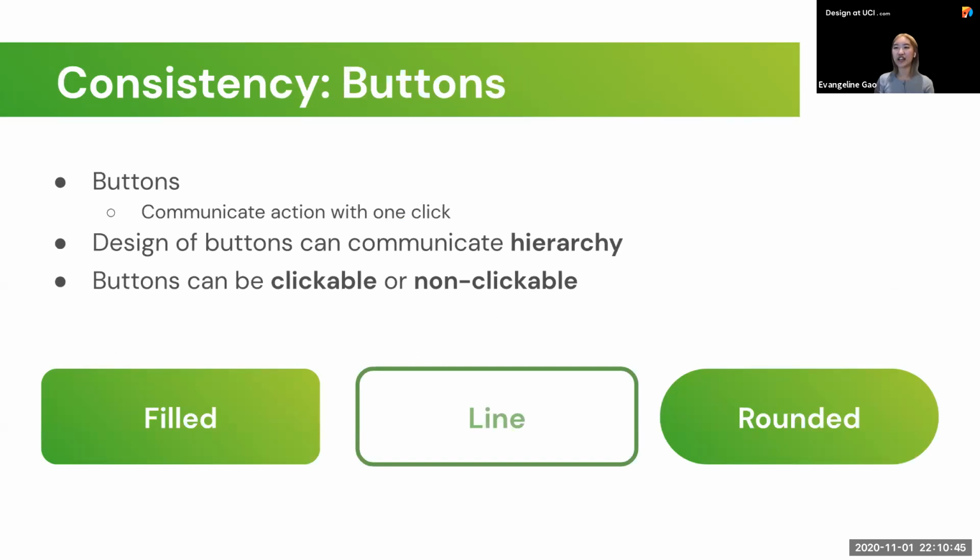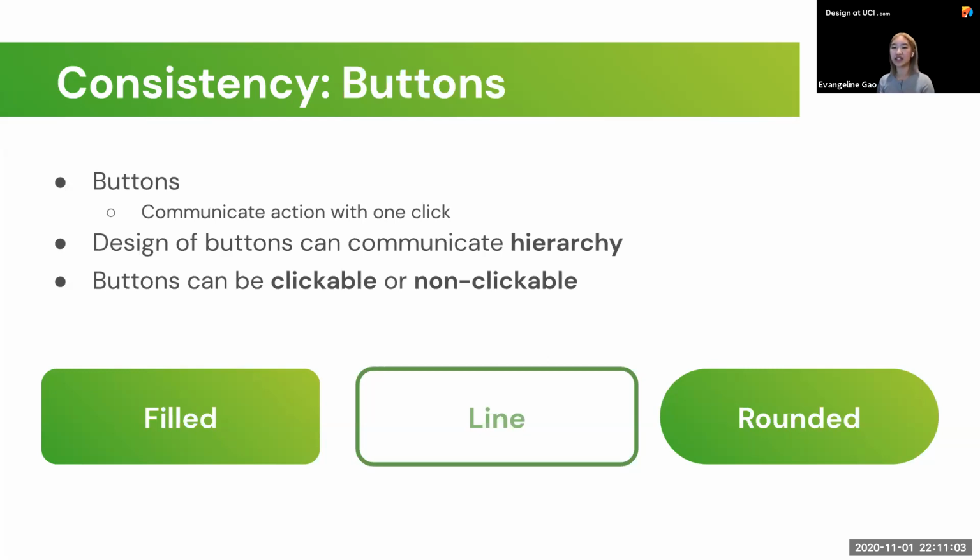The next aspect of consistency is buttons. So what are buttons? Buttons are anything on your screen that communicate any action to your user. For example, if I have a button that says cancel, that would be something that communicates an action to my user and they would want to click that to cancel something.